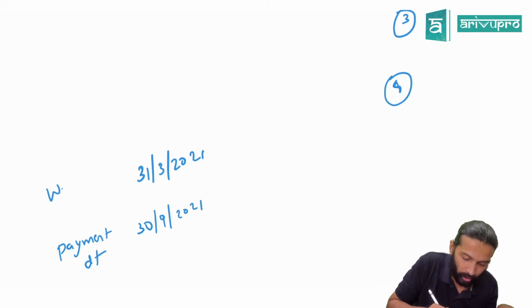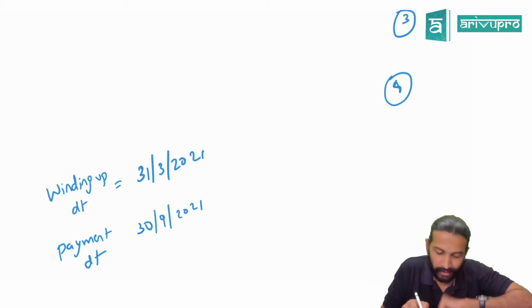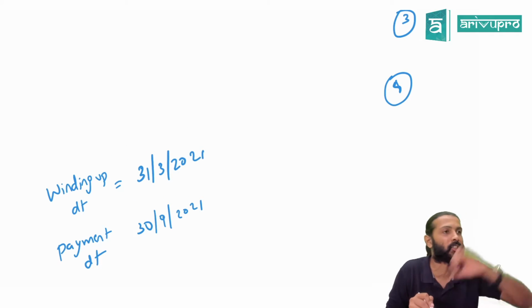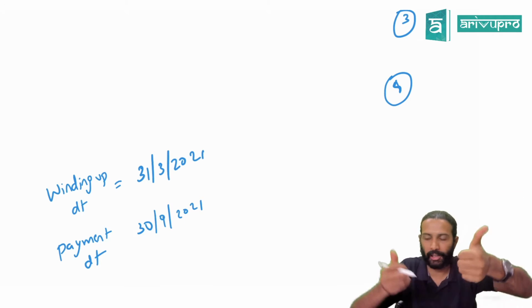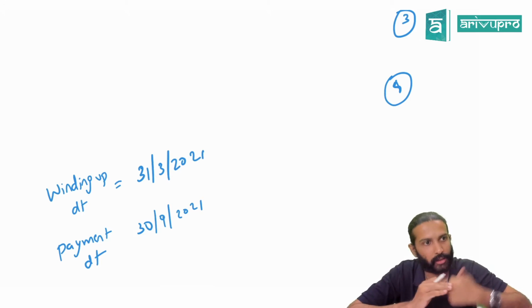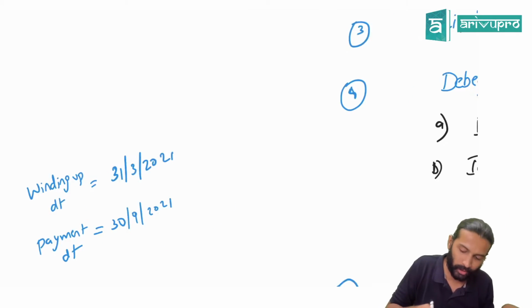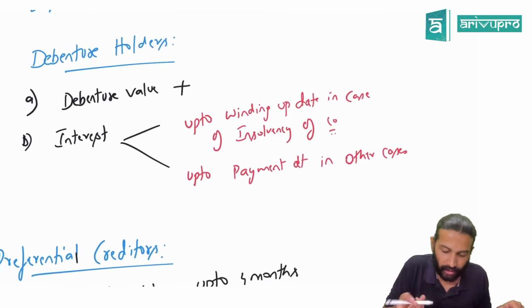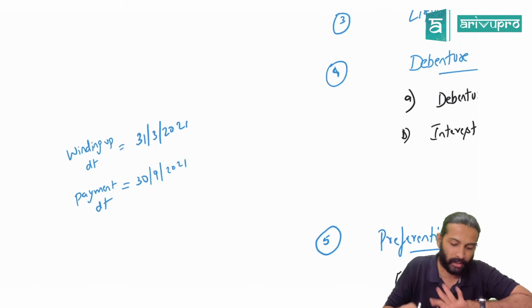31st March is your what? Winding up date or liquidation date. If the company is insolvent, if it is bankrupt, because of that you are liquidating, then as per Companies Act you need to pay interest on debentures only till 31st March. In the other scenario, meaning if the company's financial position is good, in those cases you have to pay the interest up till 30th September. That is what I've written here. Interest you will pay up to the winding up date in case of insolvency, and in all other cases, interest will be paid up to the payment date. Is this example clear for you?